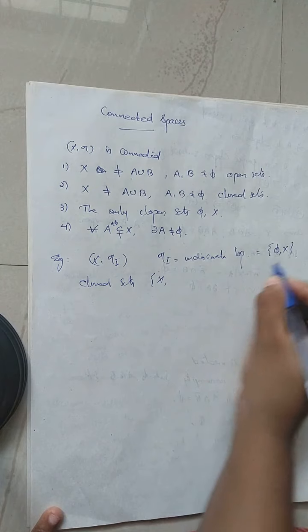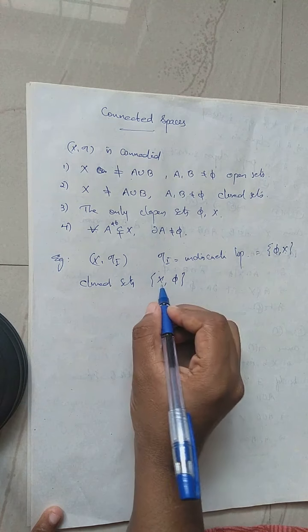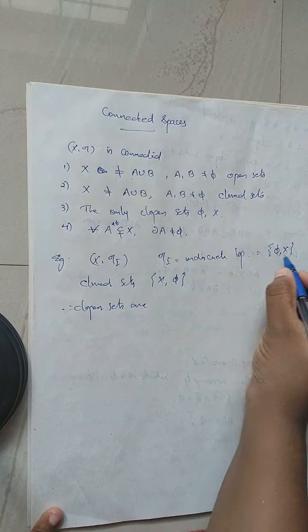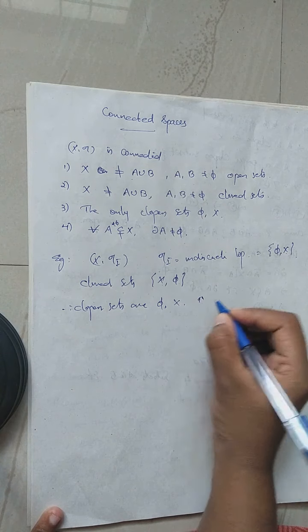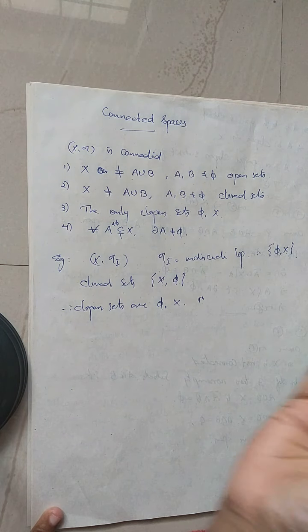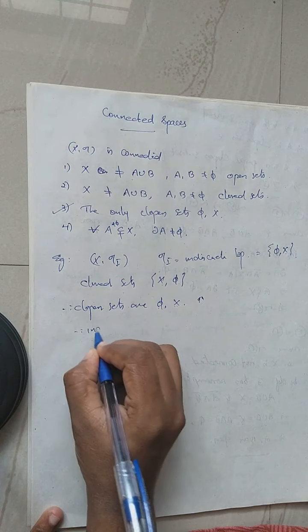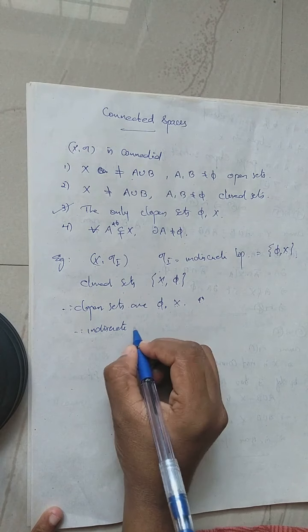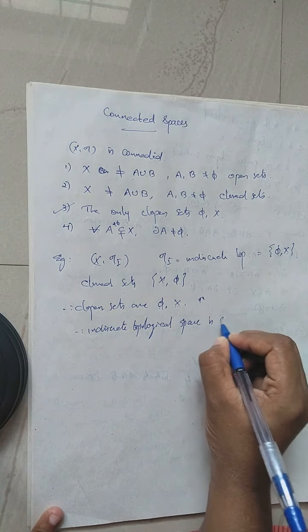The complement of the empty set is X, and the complement of X is empty. So the open sets are empty and X, and the closed sets are X and empty. Therefore, these sets are both closed and open. So the only open sets in the indiscrete topology are the empty set and X, so the third condition is valid here. Therefore, any set together with the indiscrete topology is always connected.